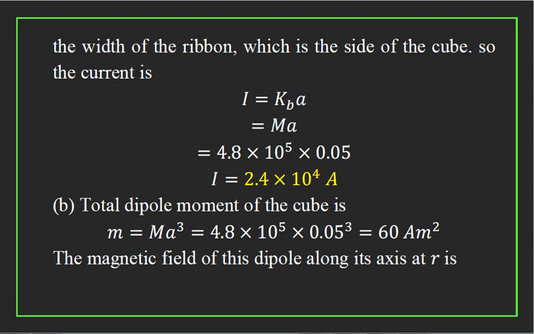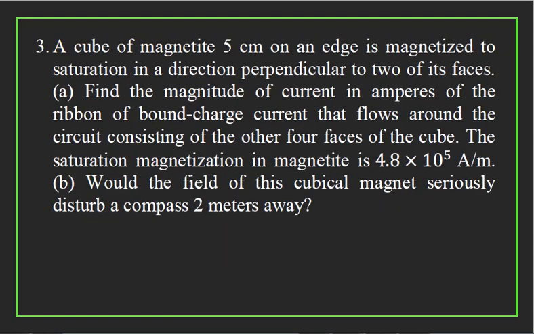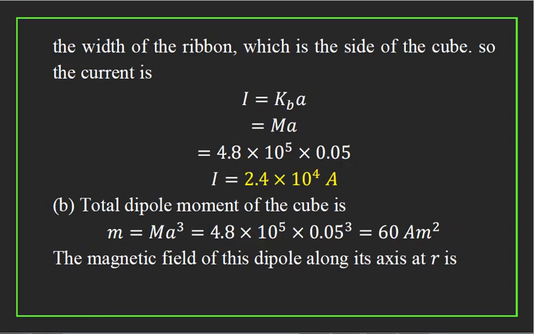Now the second question: does the field produced by this magnetized cube seriously disturb a compass placed at 2 meters away from the cube? For that, we should find the magnetic field produced by this cube at a distance of 2 meters from it. For that, first we calculate the total dipole moment of the cube. It will be equal to dipole moment per unit volume into volume, that is m a cube. That is 4.8 into 10 raised to 5 into 0.05 cube, that is 60 ampere meter square.